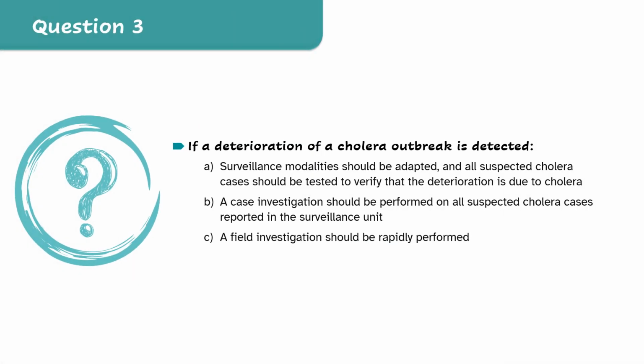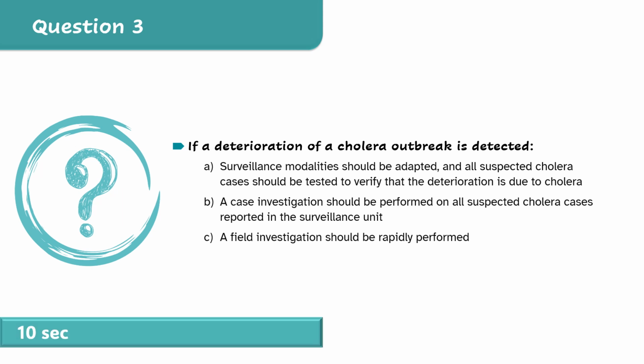Question 3. This is the last question. If a deterioration of a cholera outbreak is detected, A. Surveillance modalities should be adapted and all suspected cholera cases should be tested to verify that the deterioration is due to cholera. B. A case investigation should be performed on all suspected cholera cases reported in the surveillance unit. C. A field investigation should be rapidly performed.